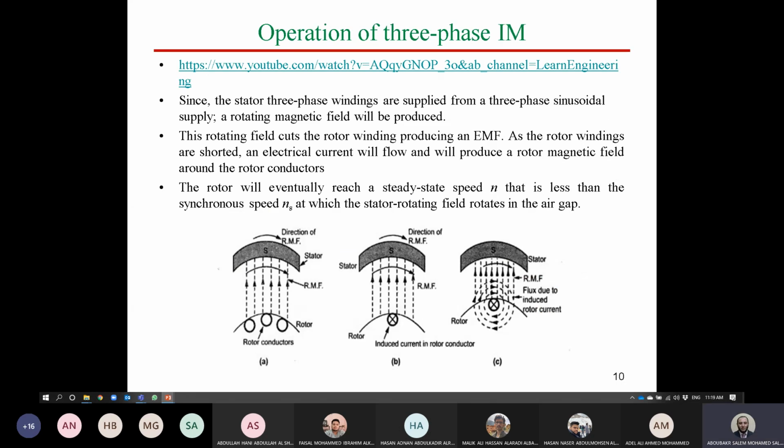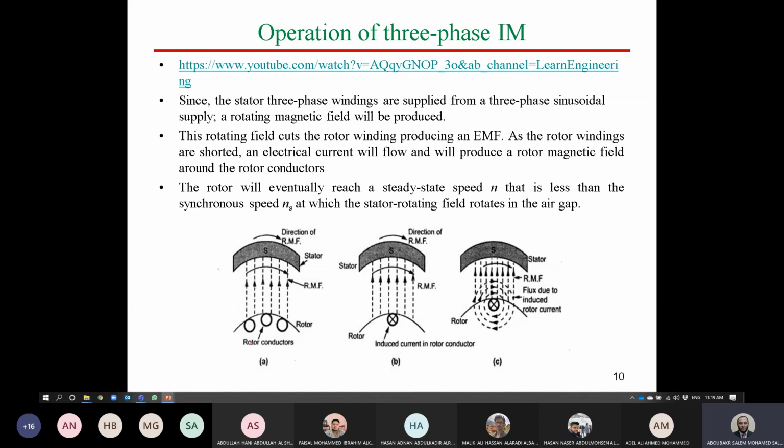For the operation of the three-phase induction motor, guys, actually there is a video here, but I will leave this for you to see, to understand in more detail, in an animation way, how the induction motor starts and rotates. But firstly, I will discuss it here for you.